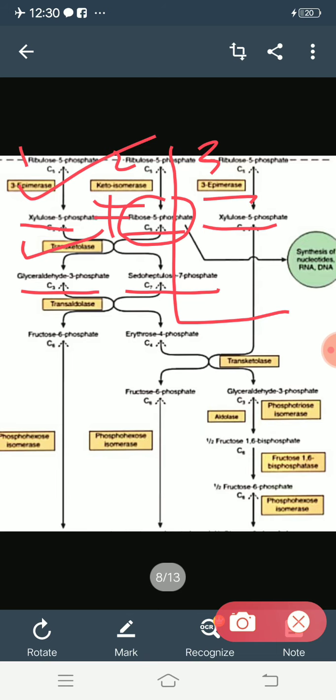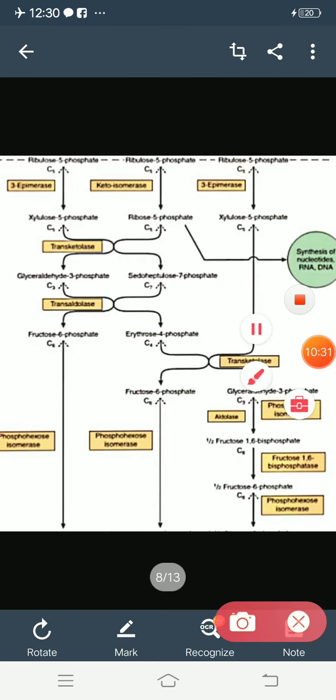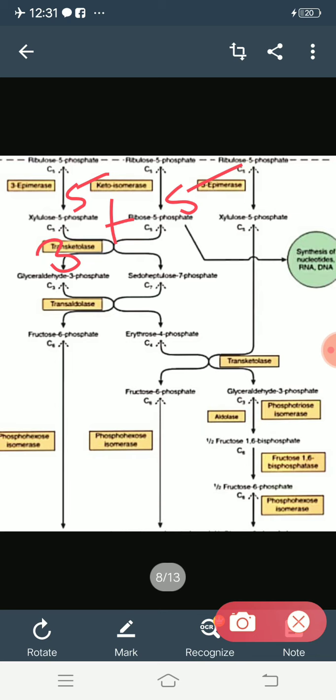Now xylulose 5-phosphate is a 5 carbon compound, and ribose 5-phosphate is also a 5 carbon compound. So they react with each other, and what do they form? Glyceraldehyde 3-phosphate, a 3 carbon compound, and sedoheptulose 7-phosphate, a 7 carbon compound. So 3 plus 7 is equal to 10.